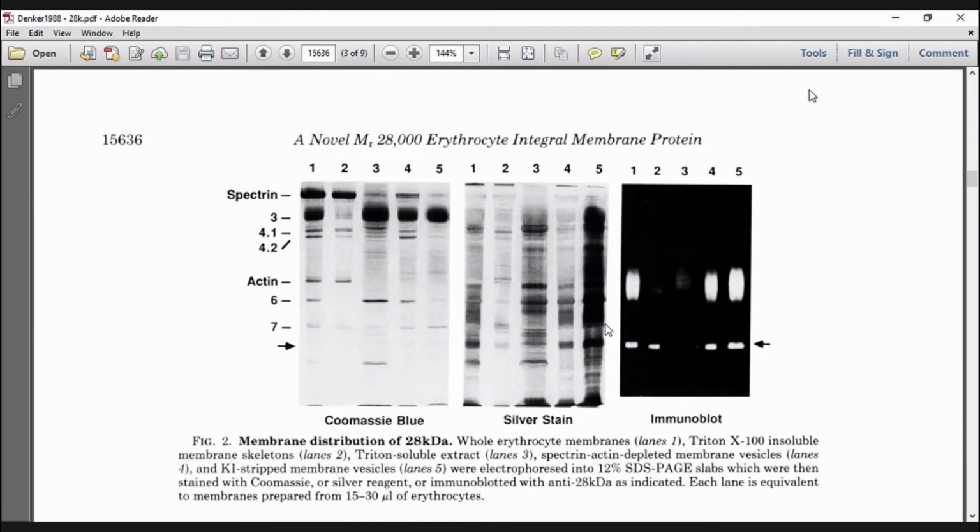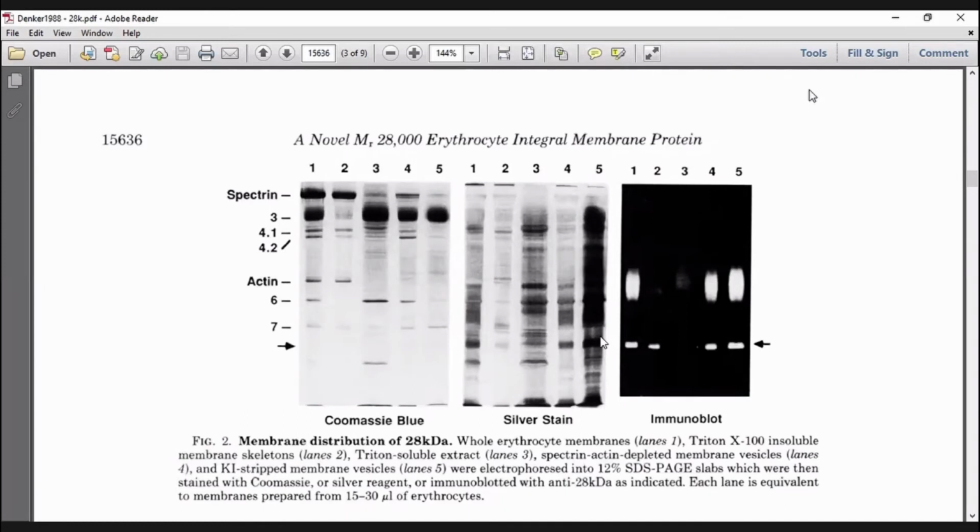Okay, bye-bye. But you see, if Peter Agre at that time is lazy enough and did not stain his gel using silver stain, he will not find the water channel. Sebab apa? Sebab water channel ni baru keluar masa dia stain guna silver stain. You see? It's very thick band here when he stain the gel using silver stain. Yang dalam Coomassie blue tak nampak. And this is unknown protein.